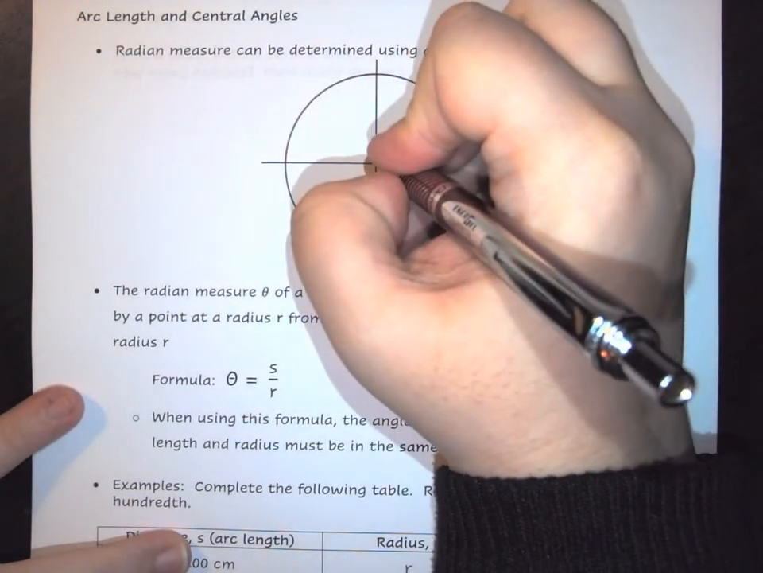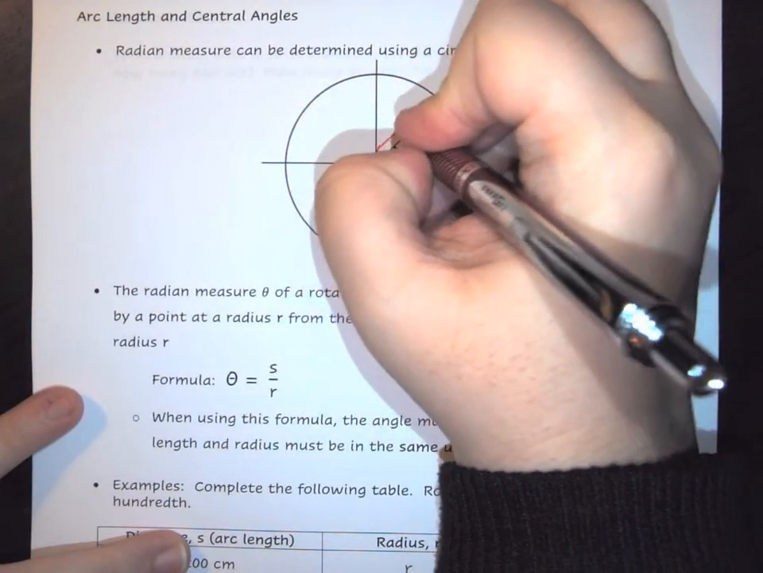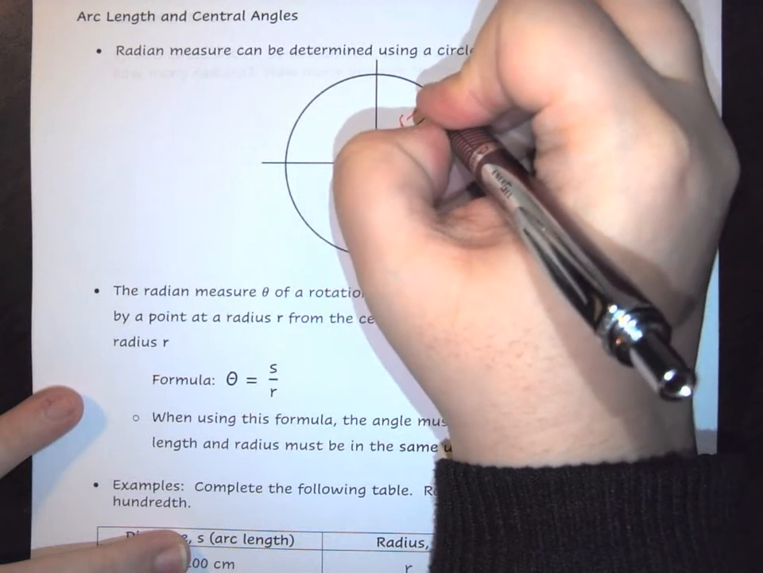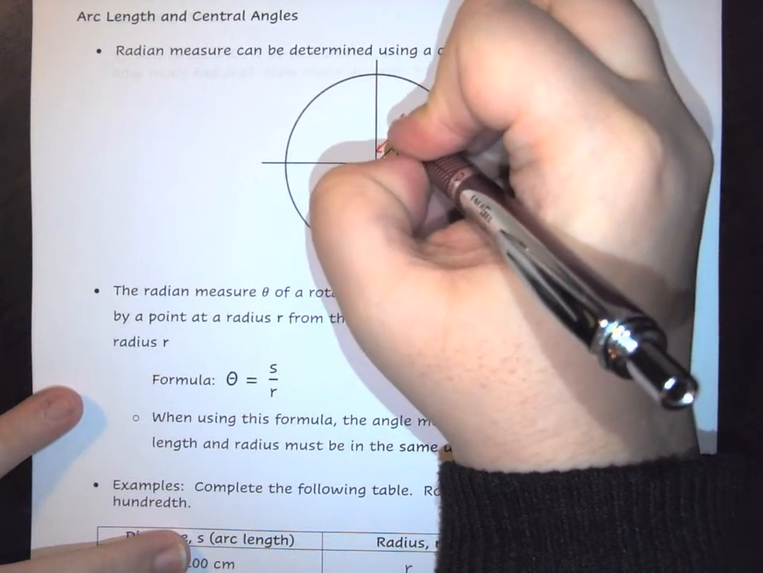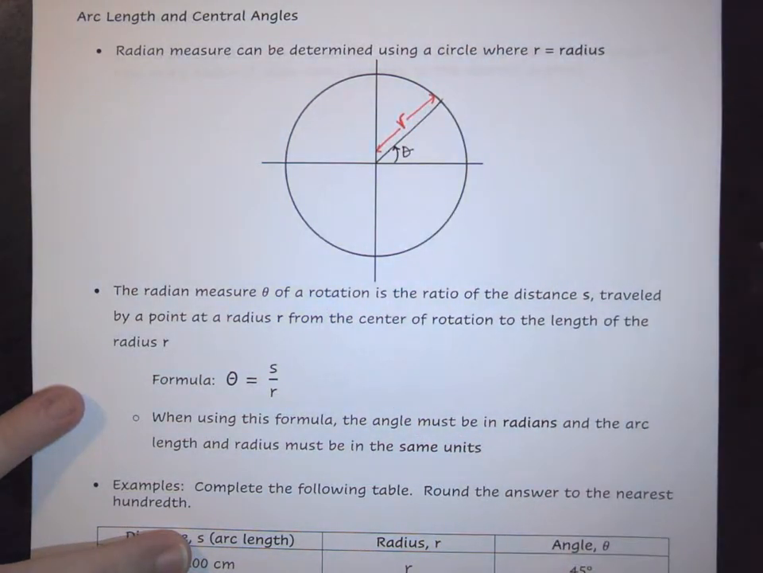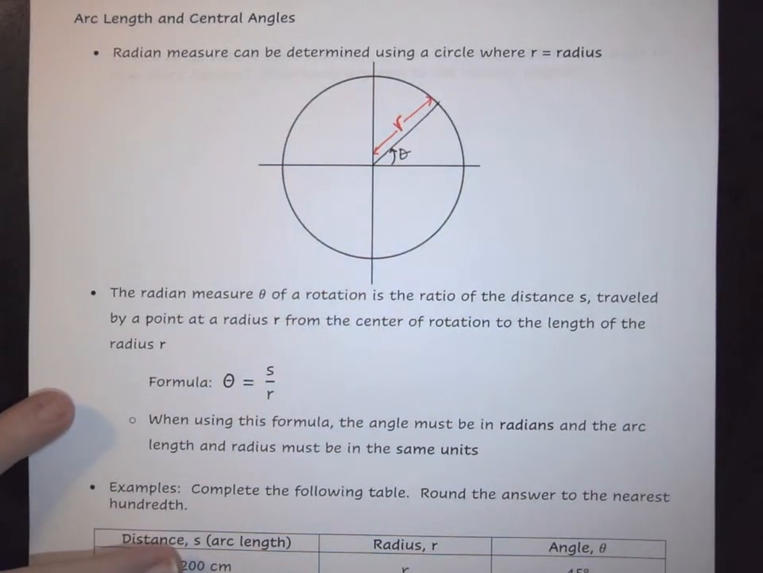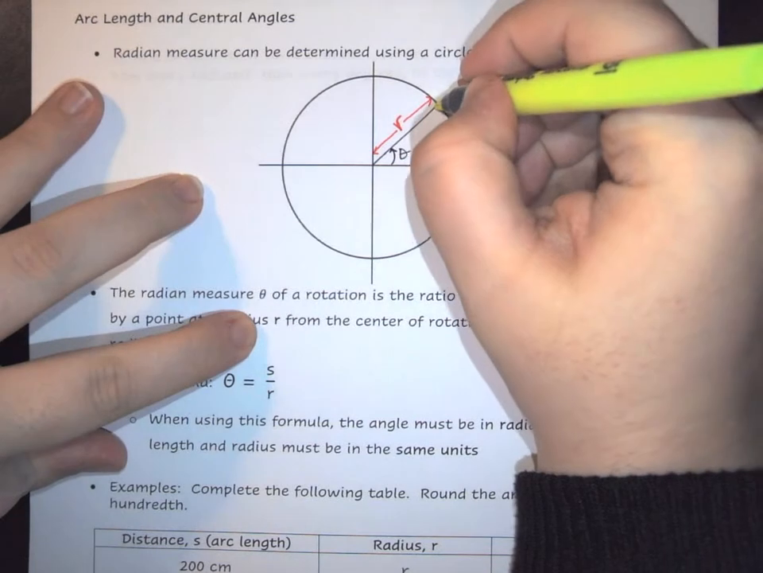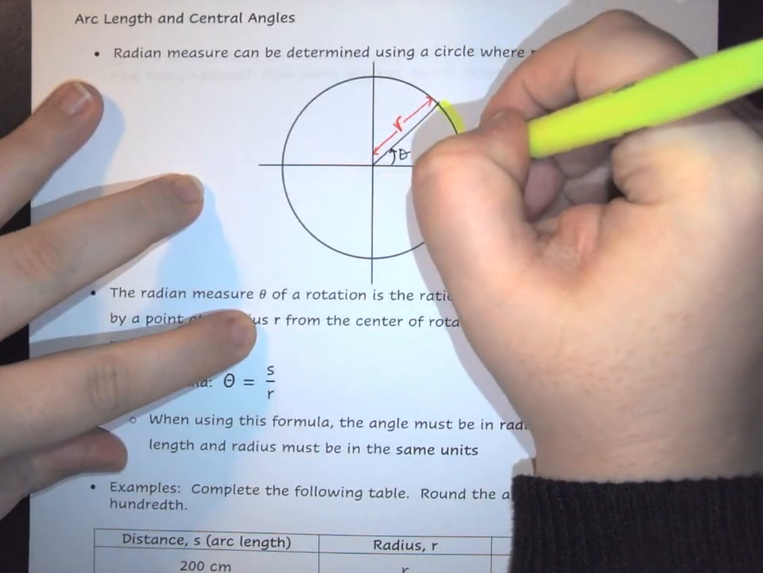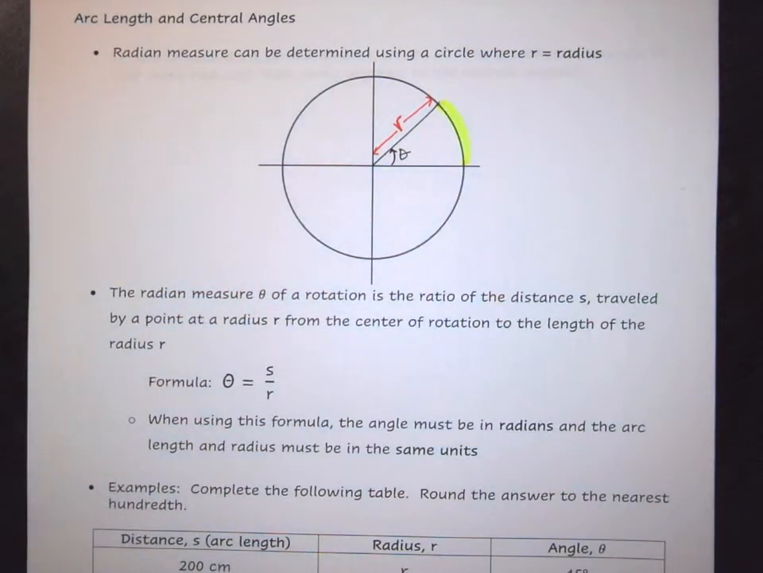The line here would be my radius. And then when we're talking about arc length, that's going to be this part right here, this curve. Okay, that is your arc length.